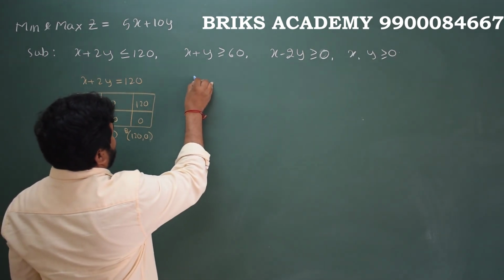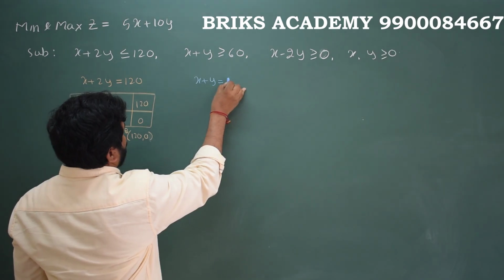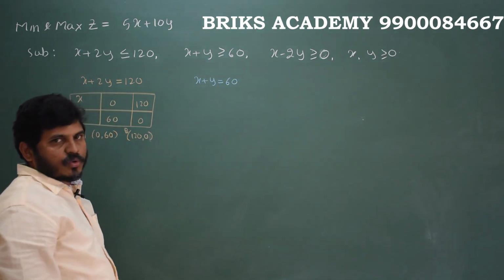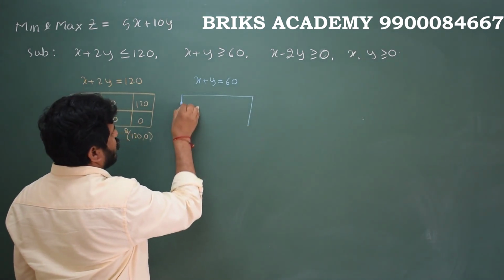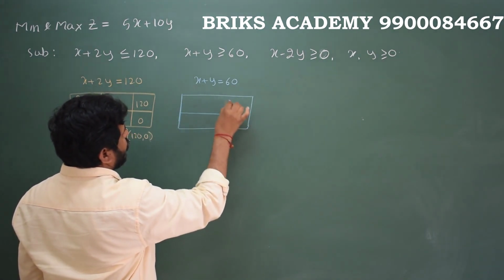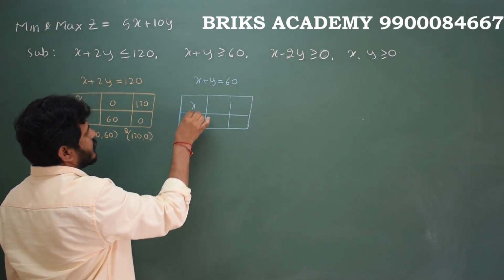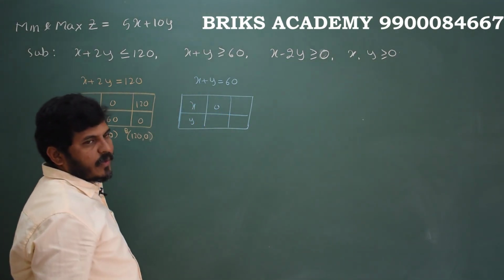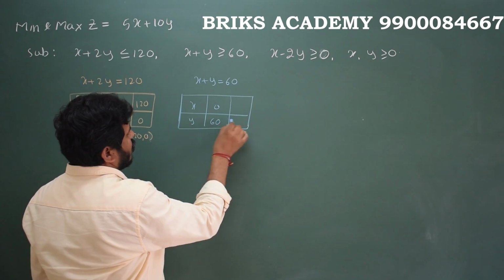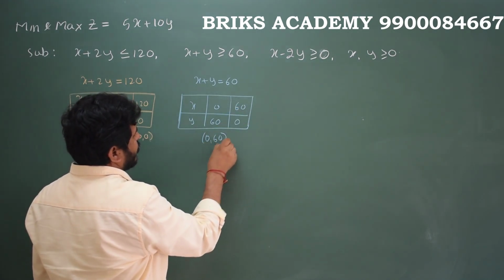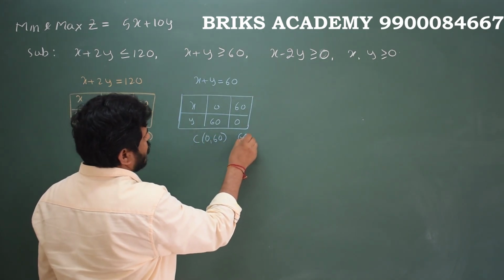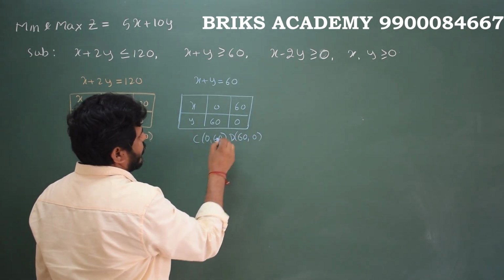The next is x plus y equal to 60. Calculate exactly 2 points here, x and y. X is 0, what about y? Y is 60. Y is 0, what about x? X is 60. That is 0, 60, this is point C. 60, 0, this is point C, B.